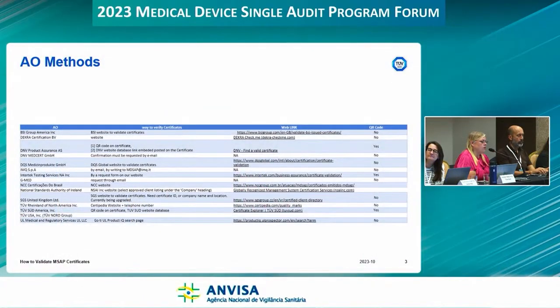It also includes whether an auditing organization uses a QR code on its certificate, and how that can be used as well. I wanted to note here, I apologize, that information for TÜV USA is missing, but in the final presentation, if it is provided, we will make sure that information is there.